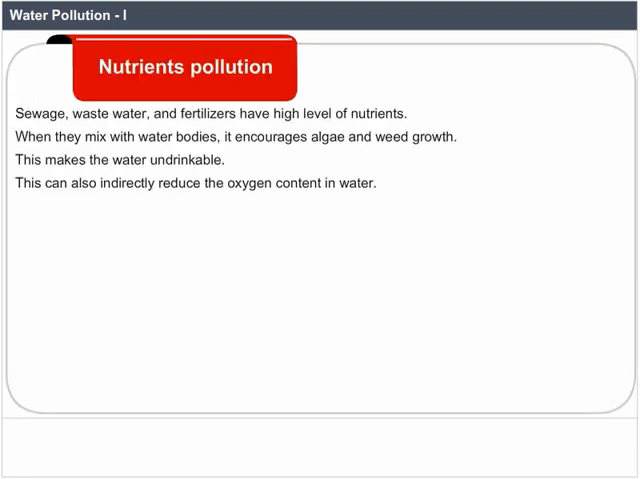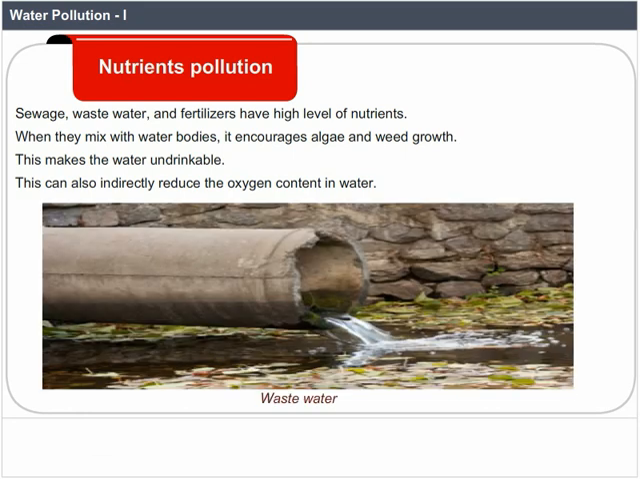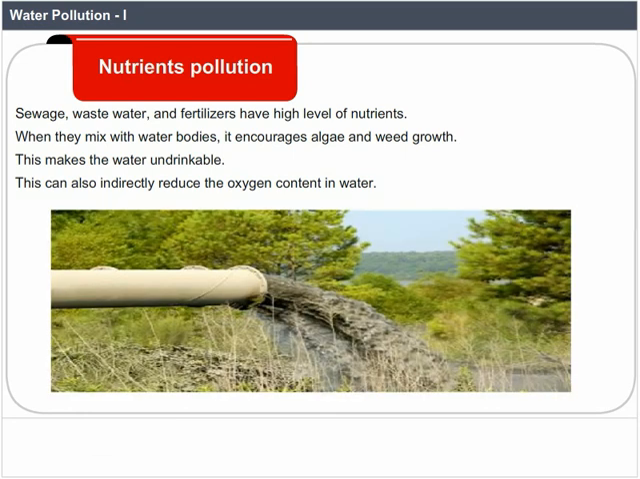Nutrients pollution. Sewage, wastewater and fertilizers have high levels of nutrients. When they mix with water bodies, it encourages algae and weed growth. This makes the water undrinkable. This can also indirectly reduce the oxygen content in water.